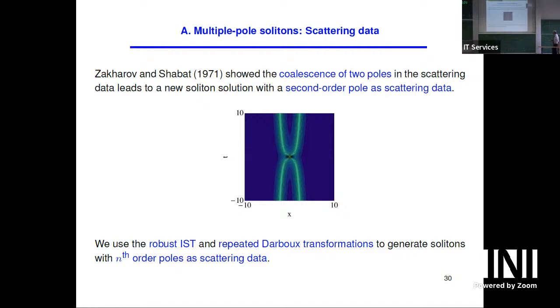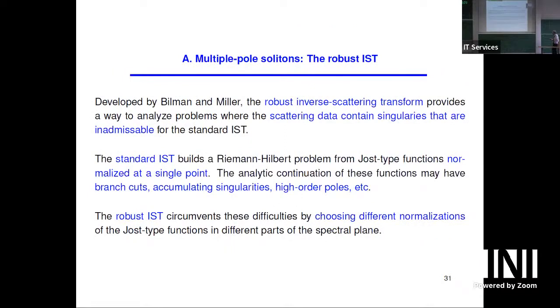So then it becomes a bit of a technical challenge to figure out how to deal with these 10th order poles or infinite order poles in the limit. And so I just want to give a little advertisement here for the Bilman-Miller robust IST that we use to study this problem. This is joint work with Deniz Bilman, this particular section here. So let me spend a minute or two talking about the robust IST, a little bit of a diversion.